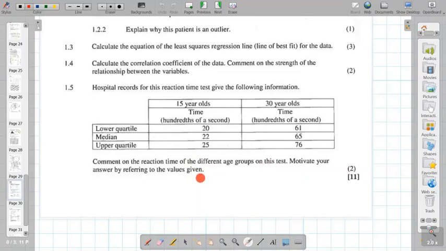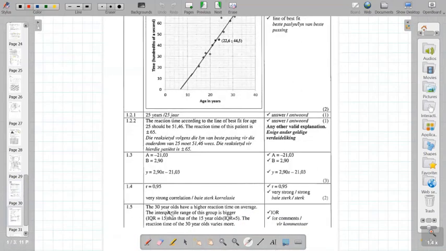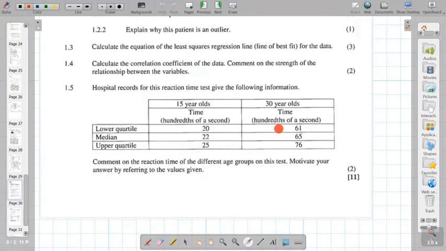Obviously, the reaction time gets longer when you get older. What else can you say? The 30-year-olds have higher reaction times. We can obviously see that. You can see those are 60, 70, and these are 20. And what else can we say? Half of the reaction times in the 15-year-olds are less than 22, and half are more than that. Here we can say half is less than or more than.